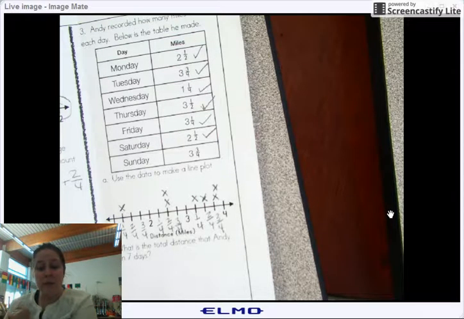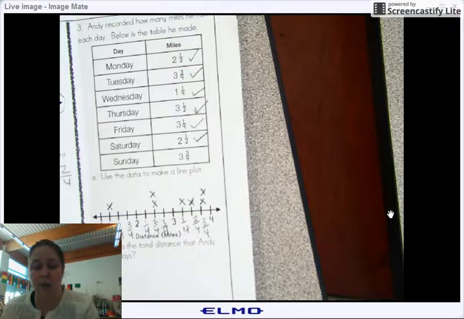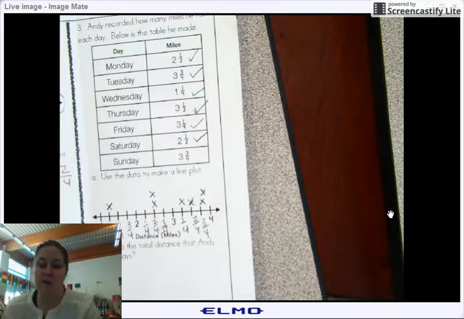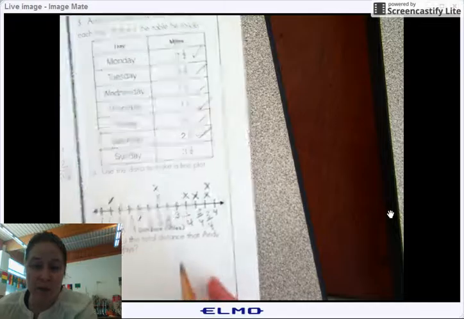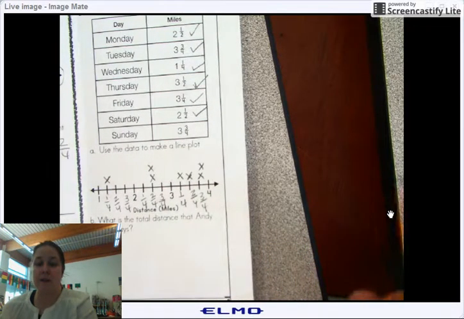So you'll notice that yours should look similar to what I have here when you're looking at these. So take a moment. If you need to pause me, go ahead and pause me. And let's look at the bottom part. It says, what's the total distance that Andy ran in 7 days?